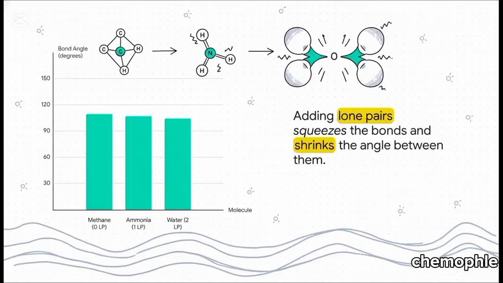Let's see this in action with real examples. Check it out. Methane, 0 lone pairs, has that perfect tetrahedral angle of 109.5 degrees. Now swap one bond for a lone pair to get ammonia. That lone pair pushes down, shrinking the angle to 107 degrees. And finally, let's go back to our original question, water. It has 2 lone pairs. Their combined repulsion is even stronger, squeezing those hydrogen bonds all the way down to 104.5 degrees. And that's it. That's why water is bent.